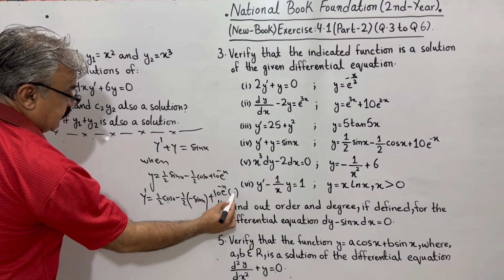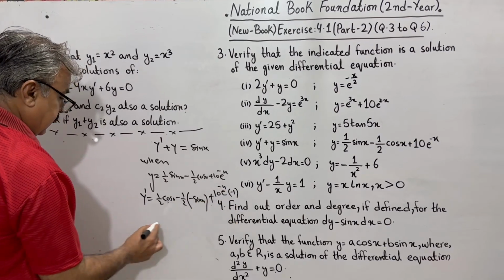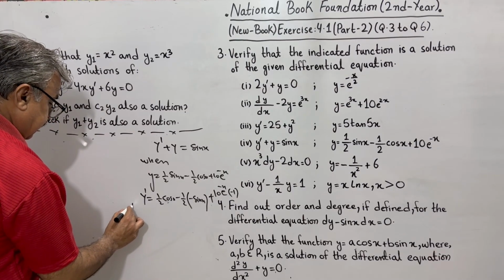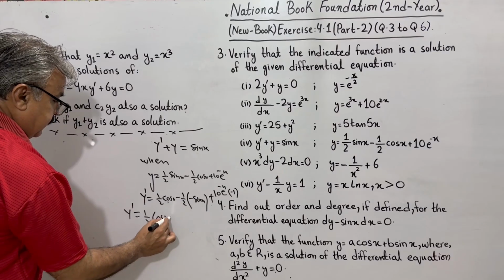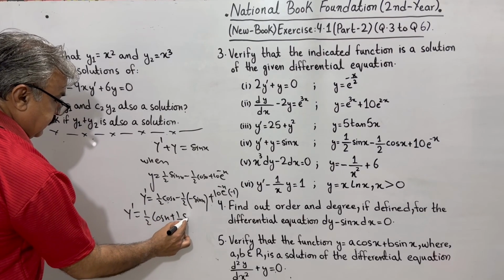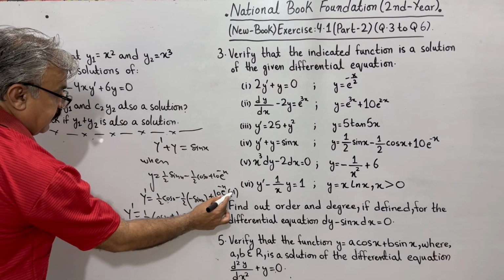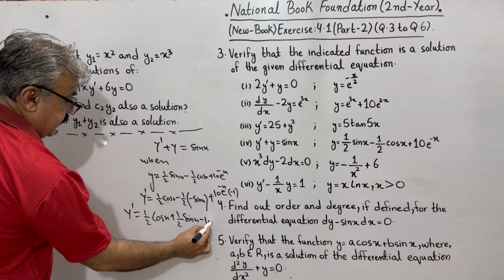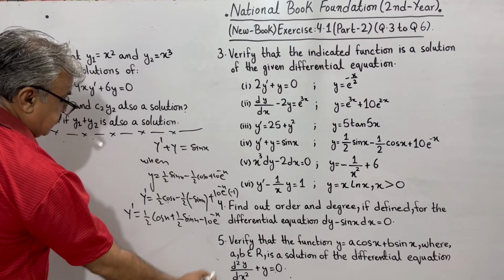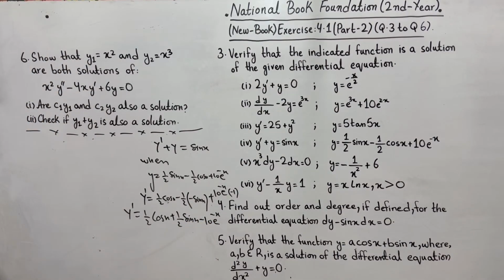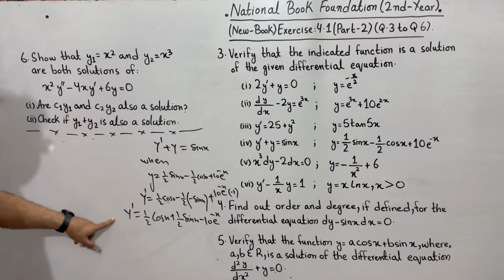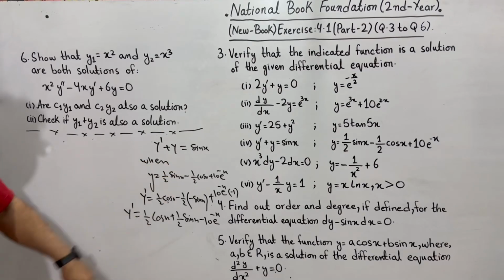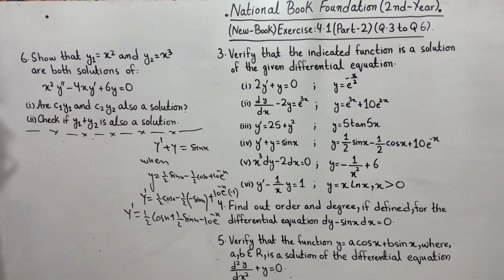Same, the differentiation of the power is minus 1. We are going to get y dash is equal to 1 upon 2 cos x plus 1 upon 2 sin x negative 10 e raised minus x. This is the value of y dash, the single derivative. Put it here as well as the value of y, and you are going to get both sides equal.